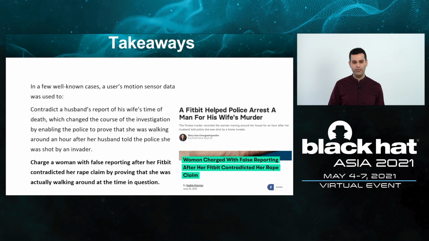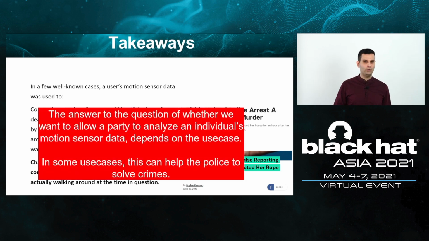In another well-known and famous case, this data was used to charge a woman with false reporting after her Fitbit contradicted her rape claim by proving that she was actually walking around at the time in question. And the last takeaway that I want you to take from this talk is that the answer to the question of whether we want to allow a party to analyze an individual's motion sensor data depends on the use case. In some use cases, this data can help the police to solve many crimes.